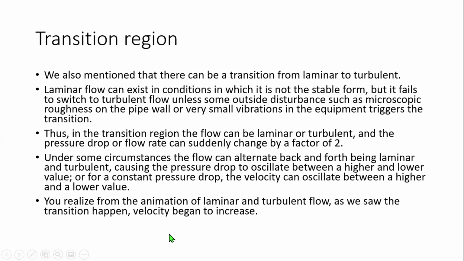Okay. Now we can have what we call the transition region. Remember we mentioned that we can have a transition from laminar to turbulent. Laminar flow can exist in conditions in which it is not a stable form. What we mean by that is we can have a condition where it is laminar, and then it is starting to change to turbulent. So we can have it switching slightly to turbulent, coming back to laminar, that kind of thing, right? But it fails to switch to turbulent flow unless some outside disturbance, such as microscopic roughness of the pipe or very small vibrations in the equipment, triggers the transition.